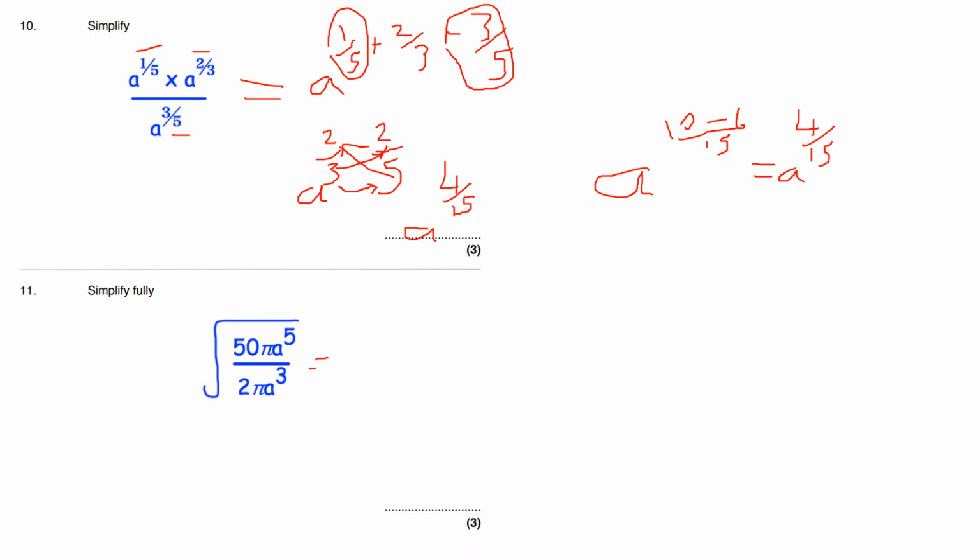Okay, this next one, 50 divided by 2 is going to be 25. Okay, the pi's cancel, and I get left with just a squared. So square root of 25 a squared. Square root of 25 is going to be 5. Square root of a squared is going to be a. So the answer is going to be 5a.